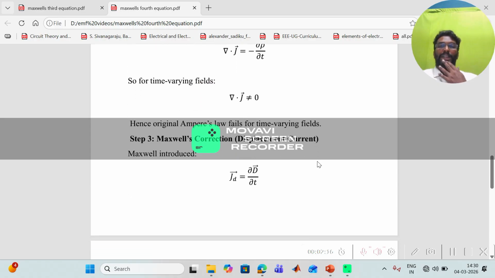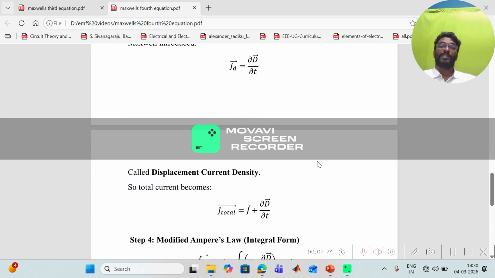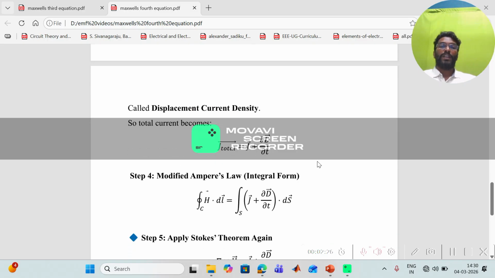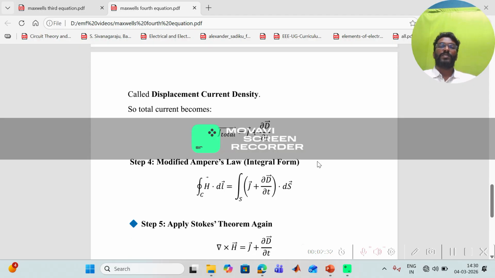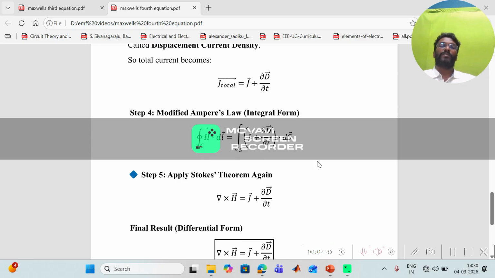So there is a small correction in the Maxwell's equation. Maxwell introduced dou D by dou t, nothing but displacement current density. So total current actually becomes the sum of conduction and displacement current densities. So J total is equal to J bar plus dou D by dou t. So we can say the modified Ampere's law in integral form, closed integral of H bar dot dl is equal to surface integral of the total current J plus dou D by dou t into ds.